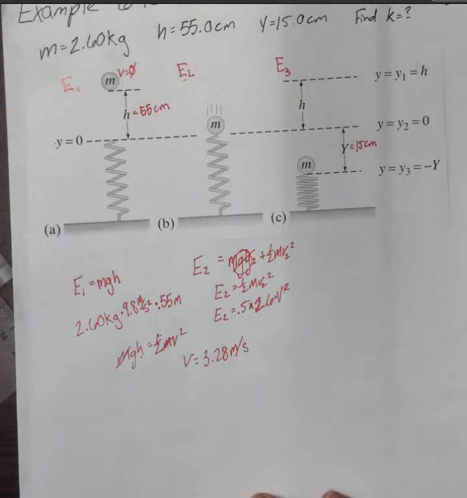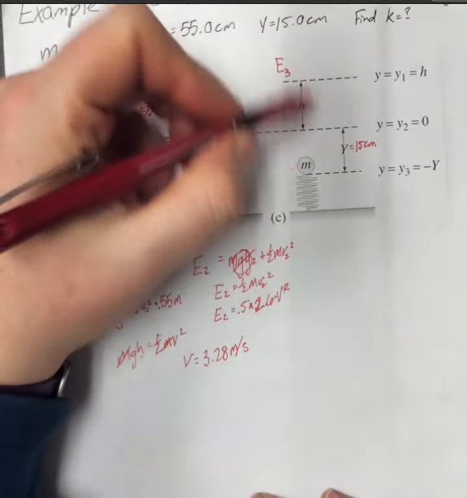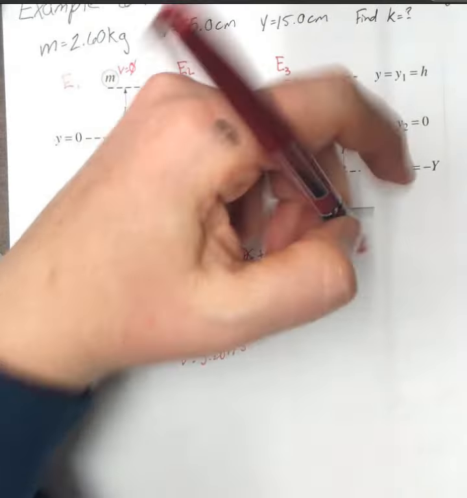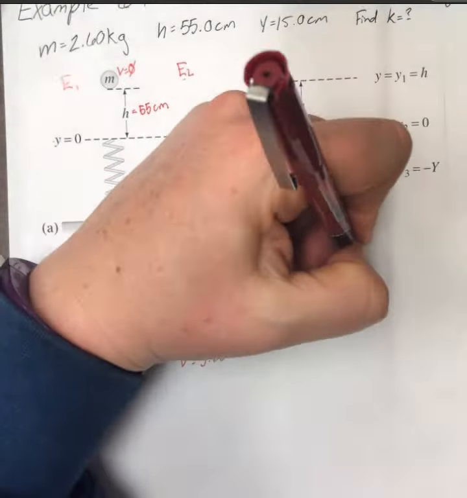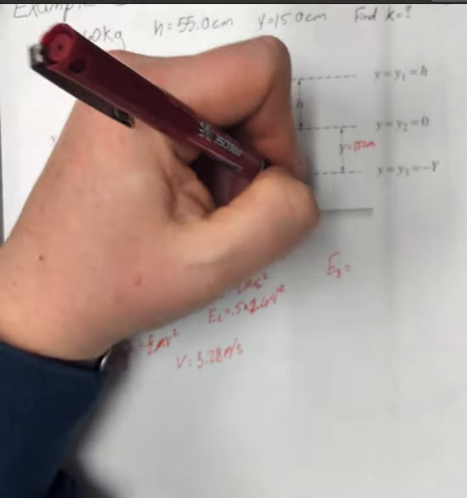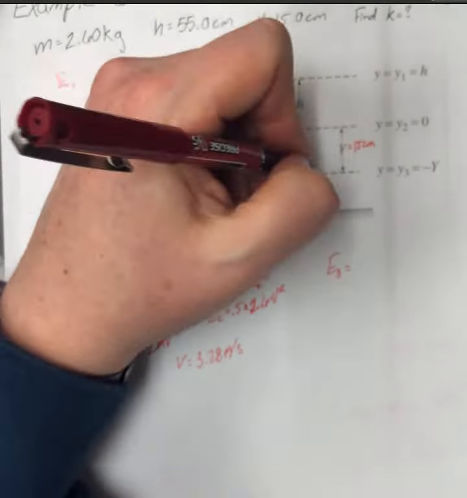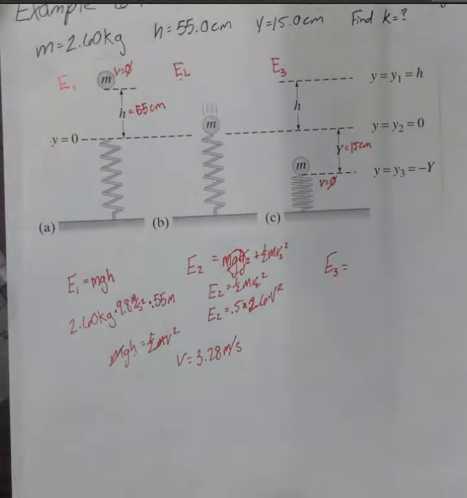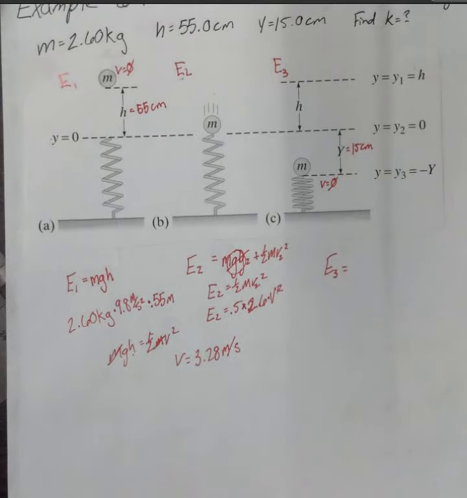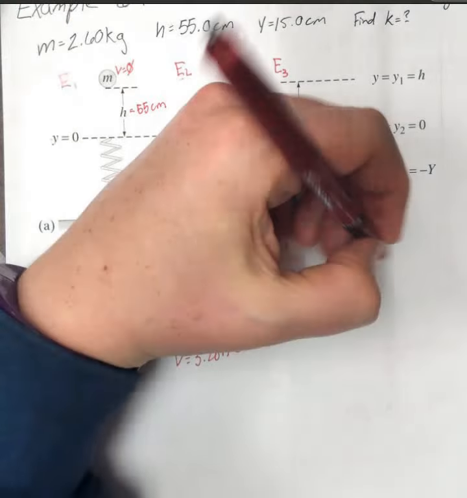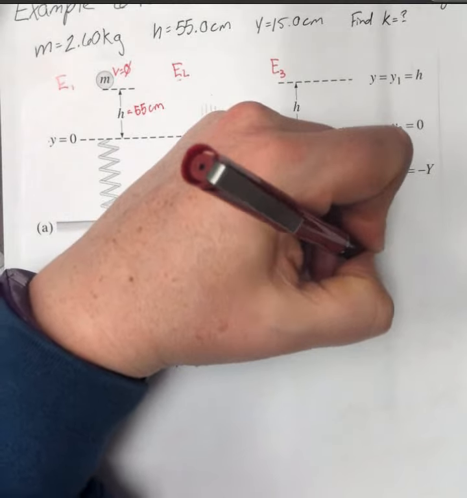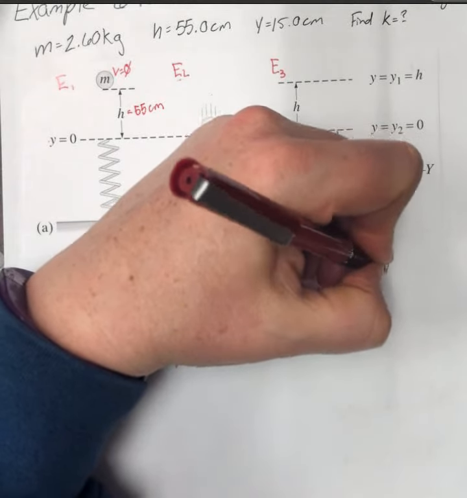Now, at point 3, we're actually experiencing something different. At point 3, the spring was compressed this much. It's not compressed anymore, so that means the velocity down at the bottom is going to be equal to 0. Otherwise the spring would still be getting compressed further than 15 centimeters. So the total energy of the system is going to be equal to the potential energy due to gravity and the potential energy due to the spring.